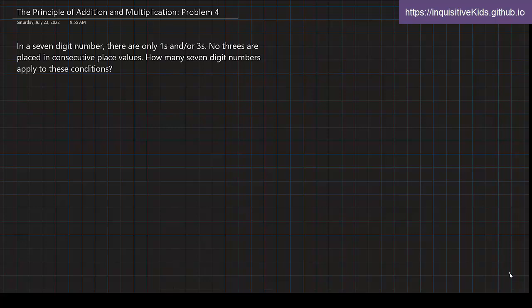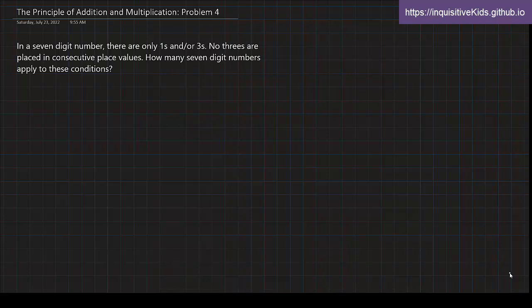Congrats! You have made it to problem 4 of the principle of addition and multiplication. Problem 4 is usually the hardest out of all 4 of them. So be sure to refresh everything you learned from the other problems, and let's get started.